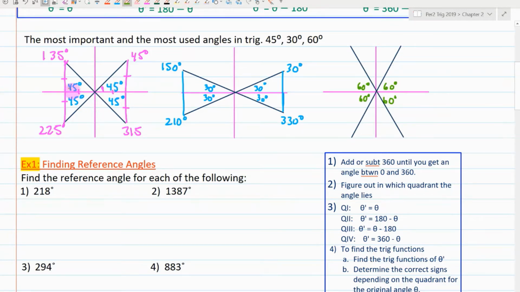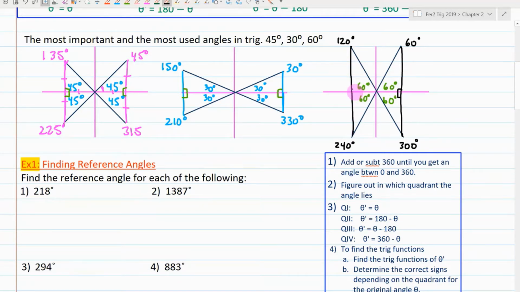And these are 90s right here. And we will be talking about triangles and how they affect all this. And then the last one, you should have filled in 60 degrees, 120 degrees, 240 degrees, and 300 degrees. And these are also 30, 60, 90 triangles, 4 of them.